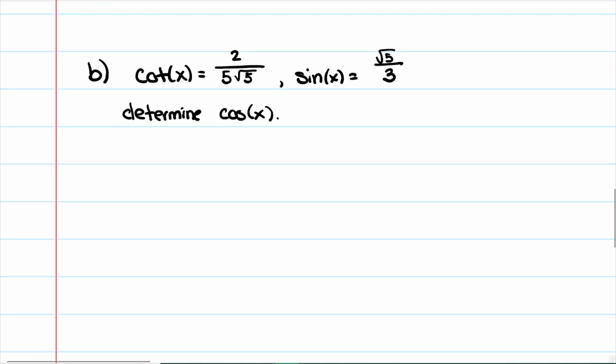Alright, let's try another one. If cotangent of x is 2 over 5 square root of 5 and sine of x is square root of 5 over 3, we want to find cosine. Okay, so let's first try to think of an identity that relates cotangent with sine and cosine. So remember that cotangent of x is equal to cosine over sine.